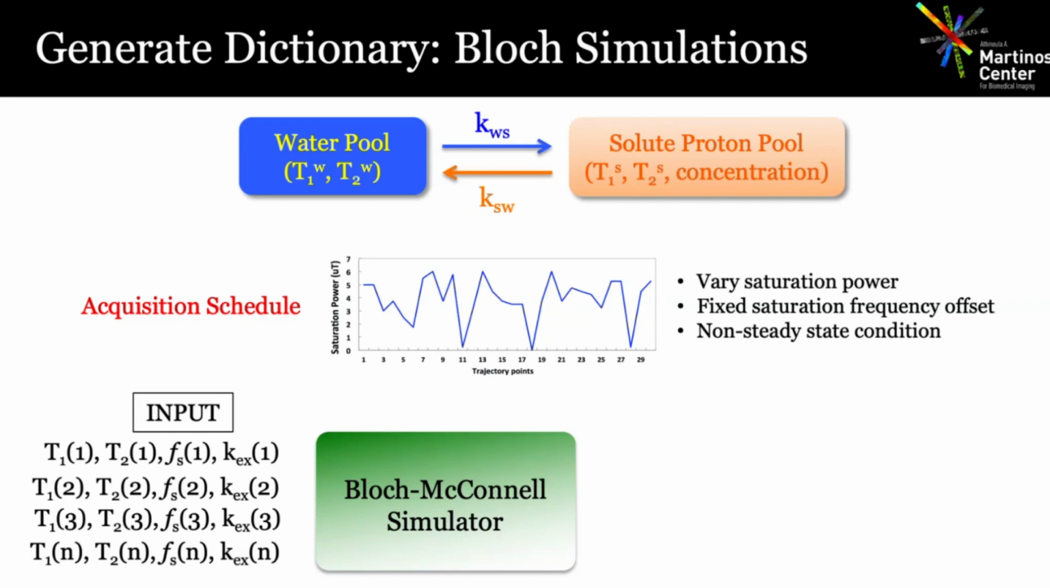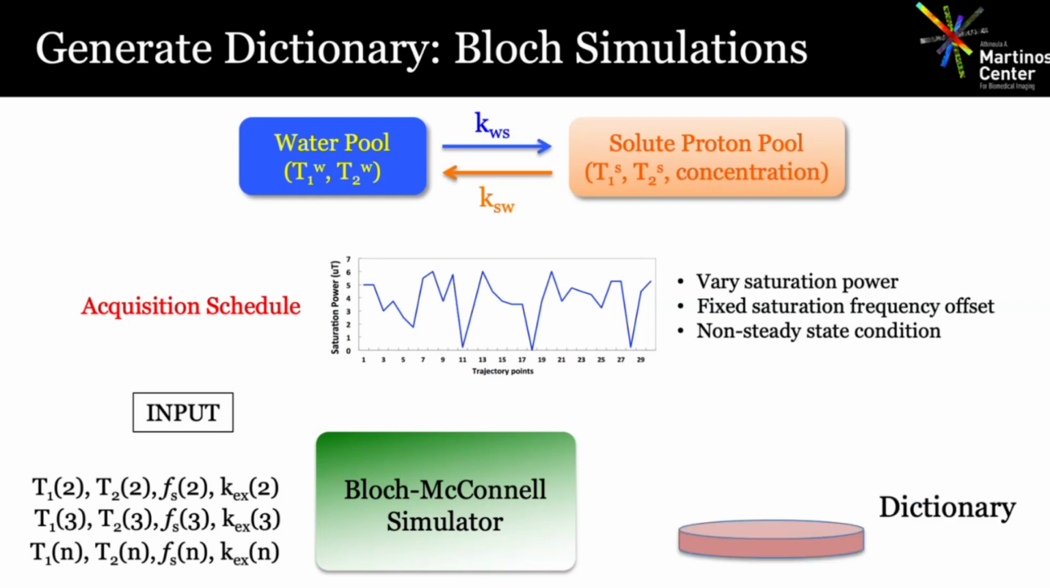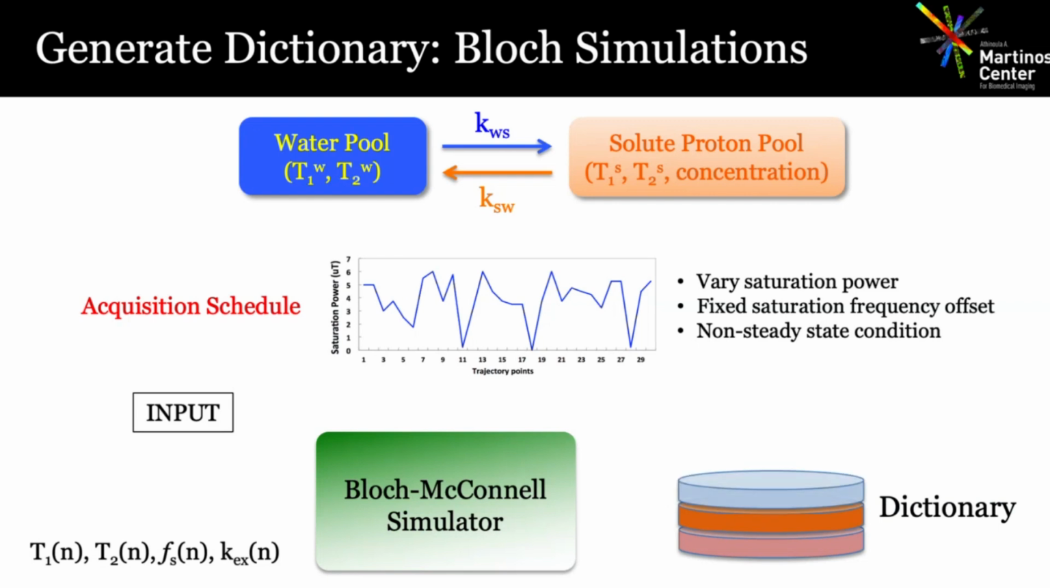And then to generate our dictionary or our database, we have chemical exchange between the water pool and our solute proton pool. And we're going to use this acquisition schedule and then use the Bloch equations and just simulate all possible combinations of relaxation times, proton volume fractions, and exchange rates. And that's the signal you get for that particular combination. That's one element of our dictionary. And we just plug in all these different possible combinations of parameters to build up our database or dictionary.